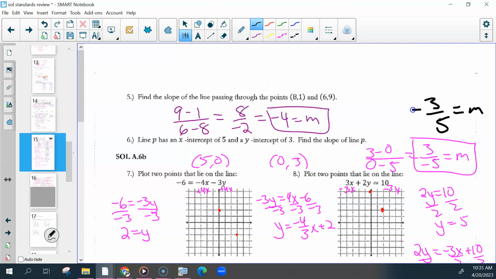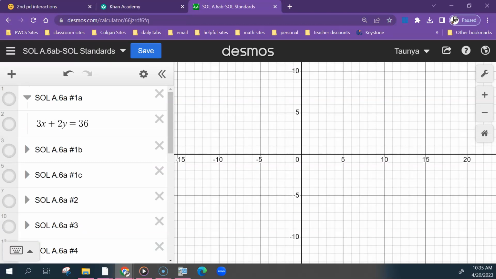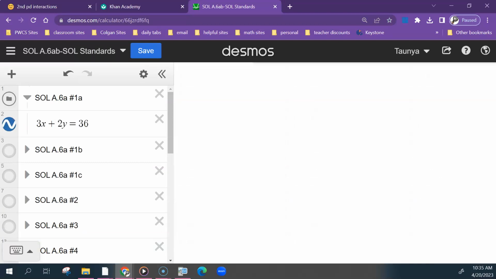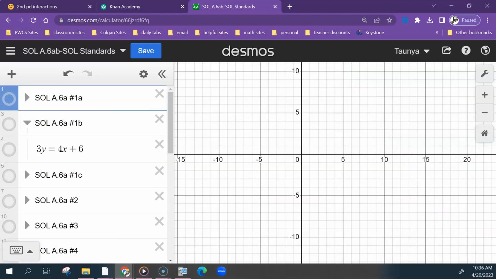Questions on those two? I'm going to show you those ones in Desmos, and then we'll go on to 6b. So for 1a, put in the equation, find 2 points that cross the grid lines exactly, count your slope. Same thing with 1b.